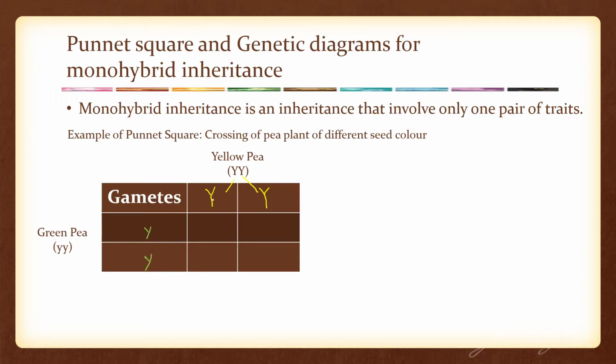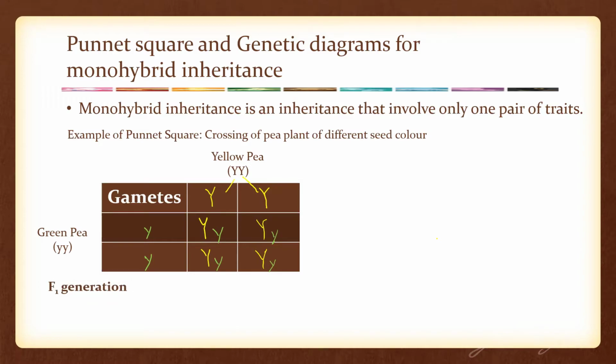So this big Y gamete can fertilize this small y gamete, and we will get this genotype. These Y gametes can also fertilize these small y gametes. The same thing applies to these large Y gametes. It can fertilize these small y gametes. Or these big Y gametes can fertilize these small y gametes. So in the end, what we will end up with is this.